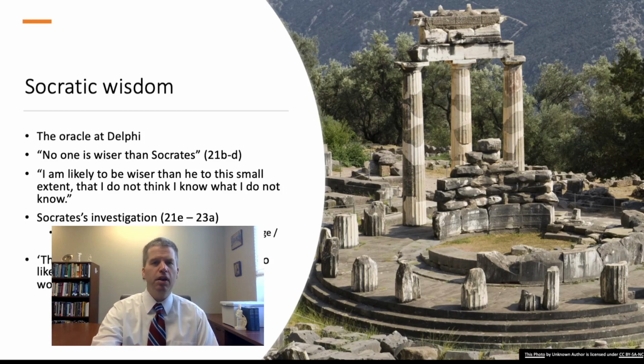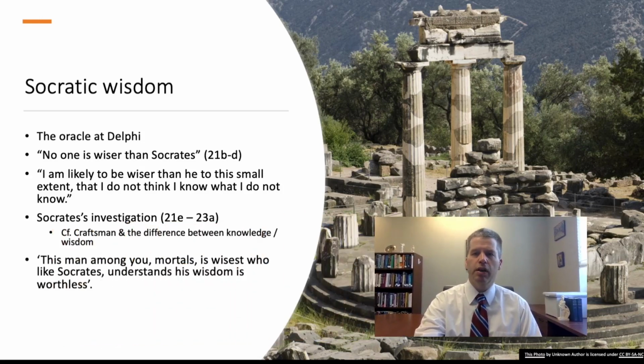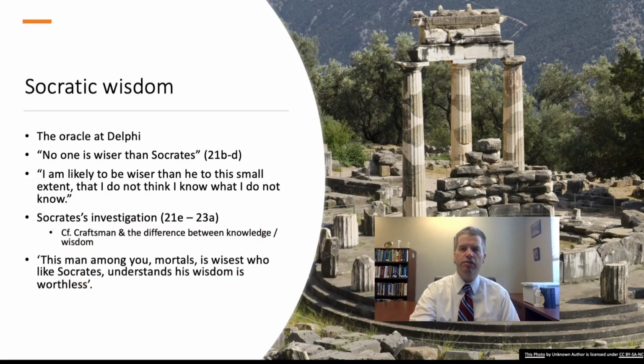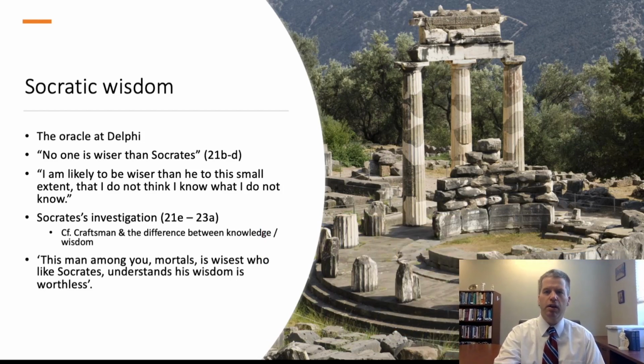What happens in this story of the Apology is that Socrates' friend goes to the oracle at Delphi and asks the oracle who the wisest person there is. Is there anyone wiser than Socrates? And the oracle issues this pronouncement, saying no one is wiser than Socrates. Socrates is really puzzled by this remark.